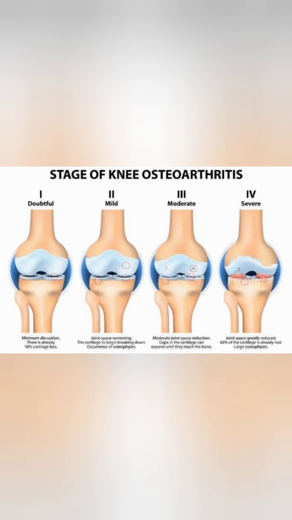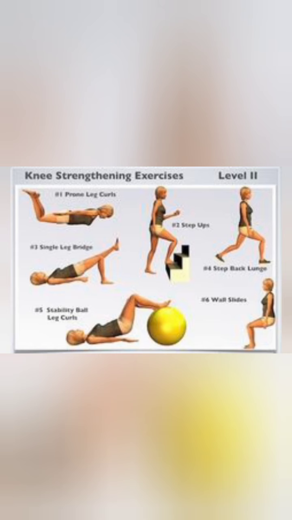So what exactly happens in degeneration of the knee joint? You see the four images in the front, and the last image shows that the menisci or the shock absorbers are completely absent, making the bones touch each other, causing severe pain. That happens in degeneration. How do we treat it?